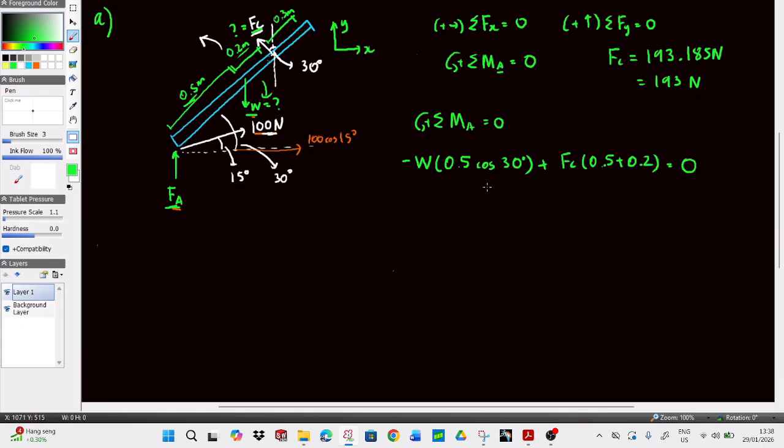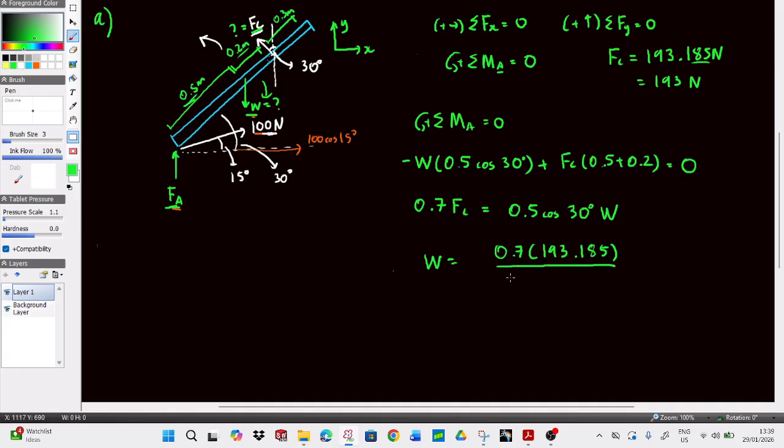So that is to say, 0.7 FC equals 0.5 cosine 30 degrees W. So then W is equal to 0.7 FC divided by 0.5 cosine 30 degrees. FC is 193, but I put 193.185, because we want to avoid any round-off mistakes.